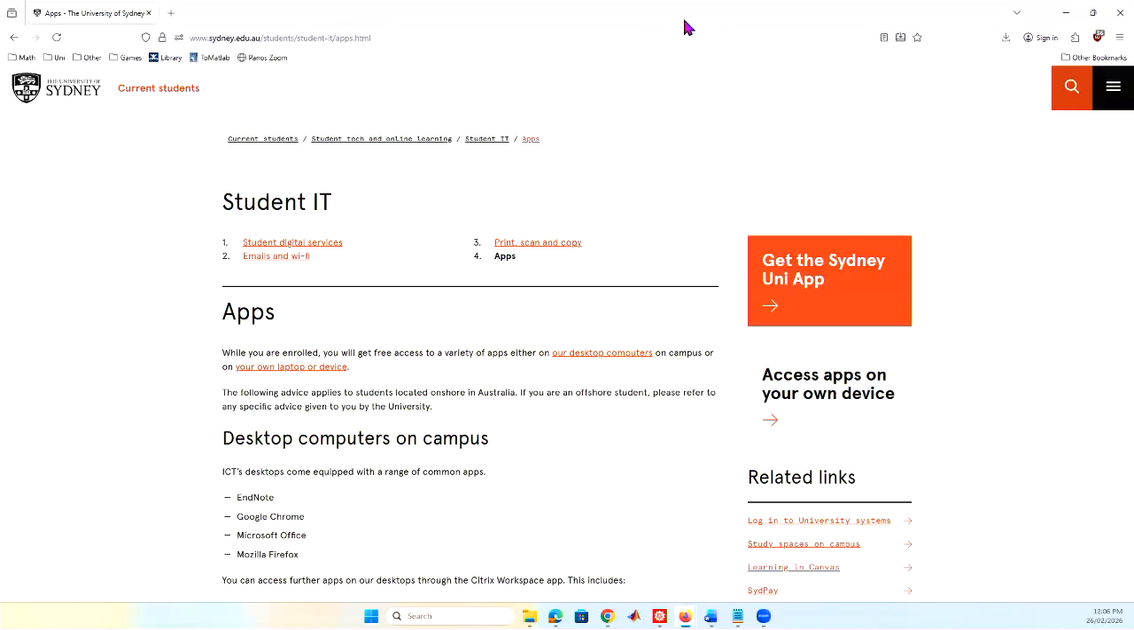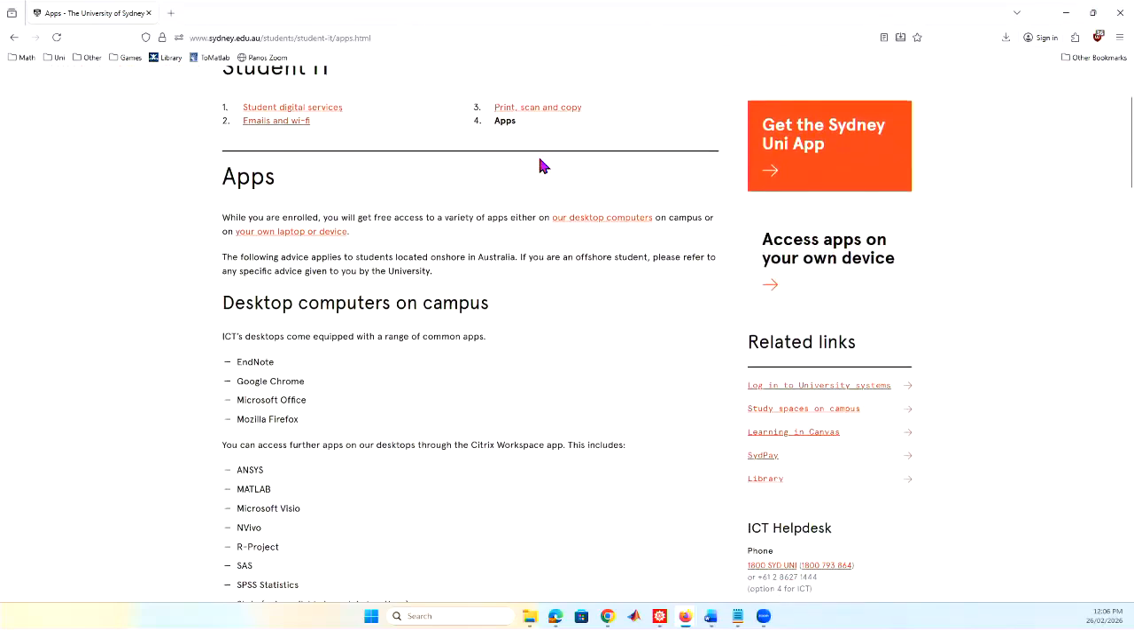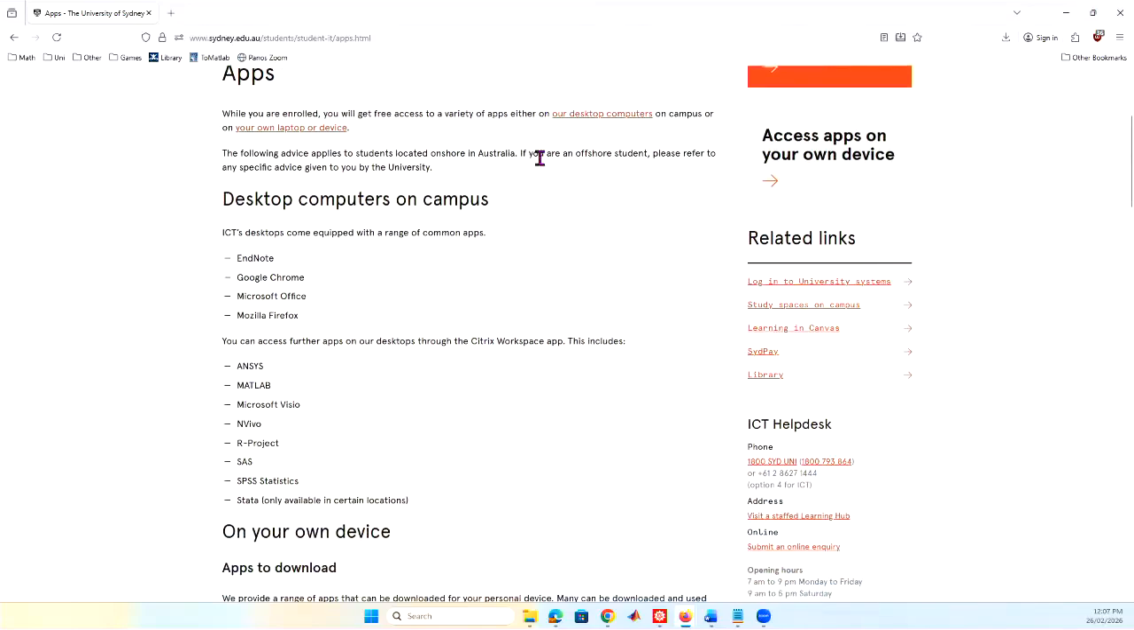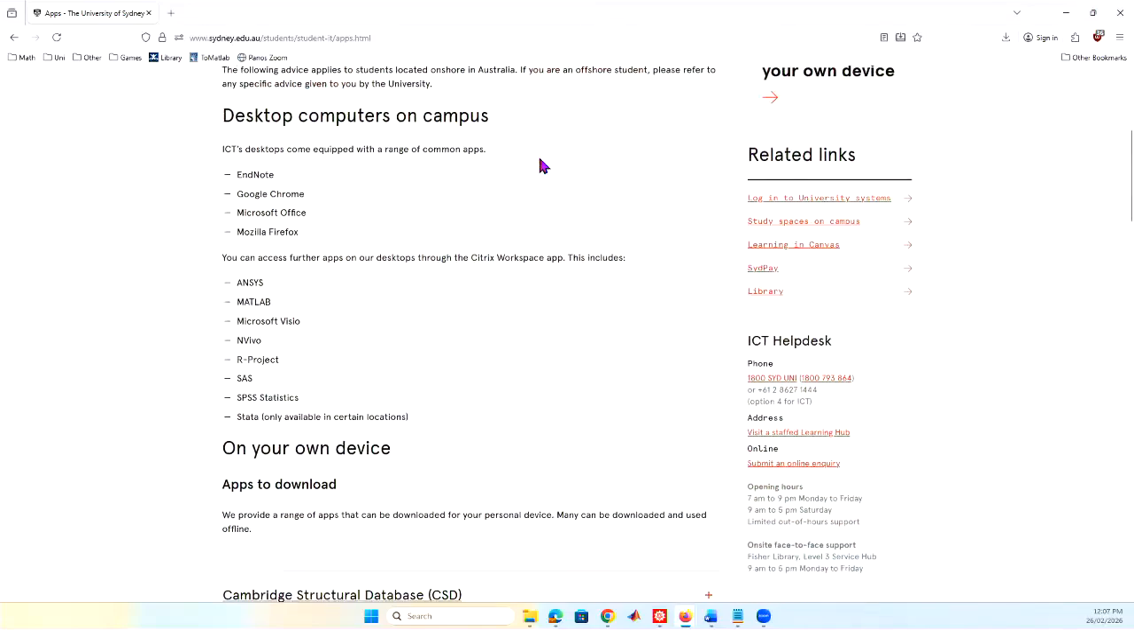So, you've got your laptop. What do you do with it? You go to this page here, which is through Student IT, and has a whole array of computer software that you can download for free. Treasure this when you're a student, because nothing is free once you leave, including all of these things.